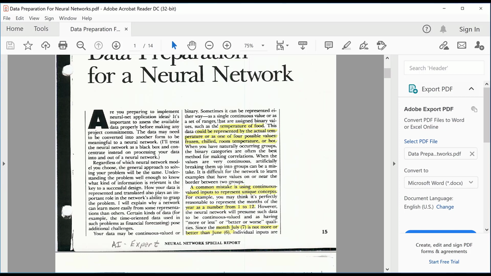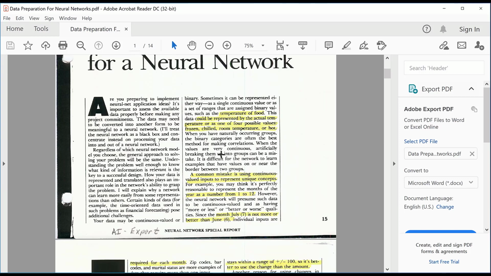Or you could put in an input that has a 0 or a 1 representing which category it is. Is it frozen? Is it cold? Is it hot? Is it burning? So you have to decide what's the best way. And often, if you're trying to predict some kind of category information, you don't put in the actual number, you'll put in a category as an input.